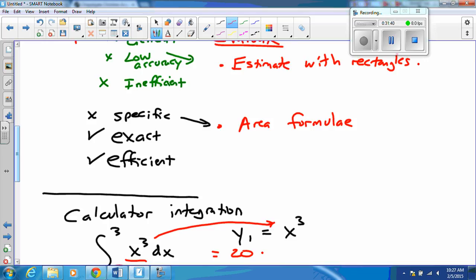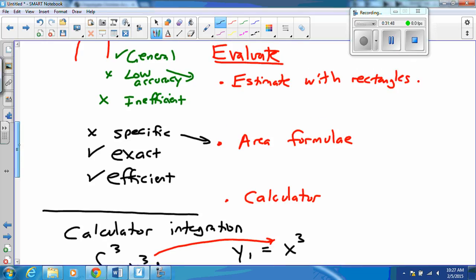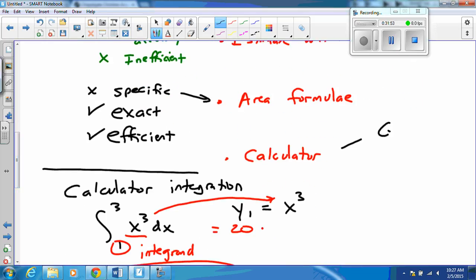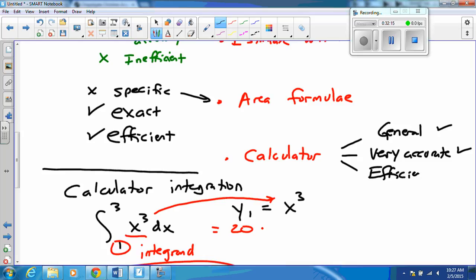Whereas now with the calculator, if I add calculator to our list of methods, and I do pros and cons, I would say that the pro is that it's very general, which is a good thing. It is also very accurate. It is not exact. It's very accurate, but it's not exact. And it is very efficient.